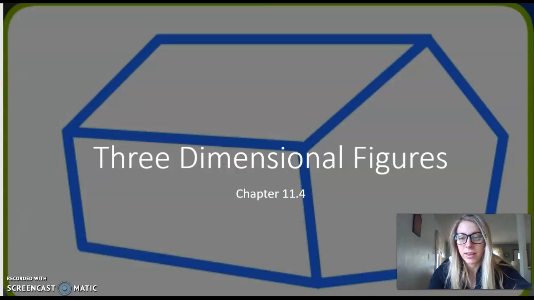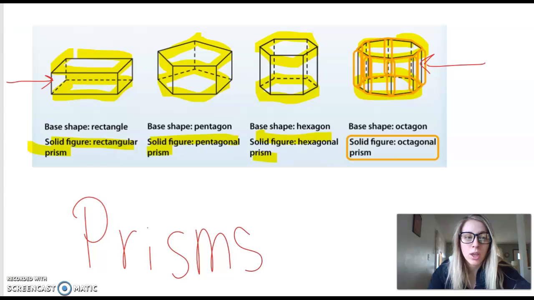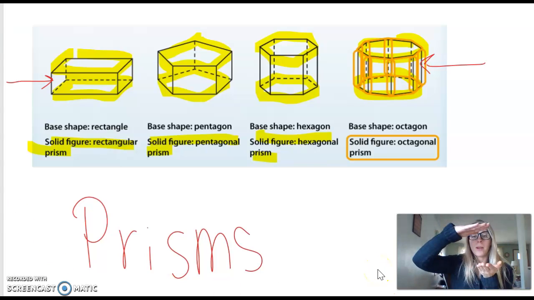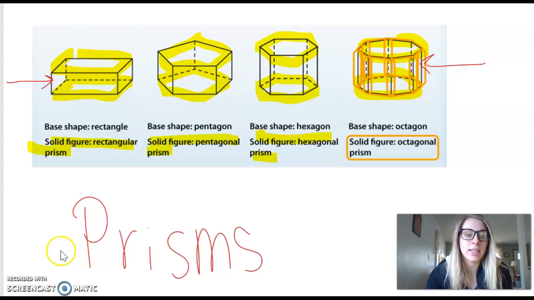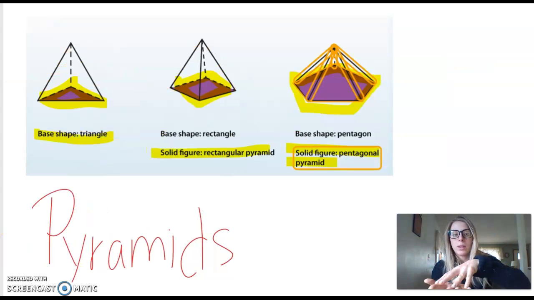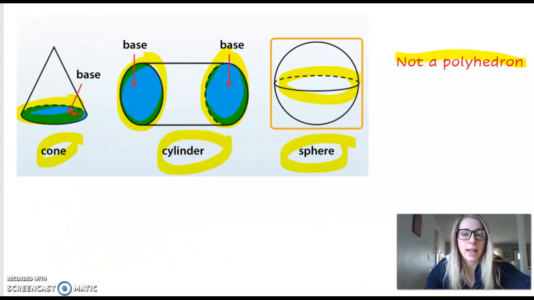The last thing we have is 3-dimensional figures, okay? We learned about prisms. Prisms, remember, we have a sandwich, one on top, one on bottom, and we have lateral sides that are around it. Pyramid, we have a base with everything else coming up. And the last things we have are the cone, cylinder, and sphere.